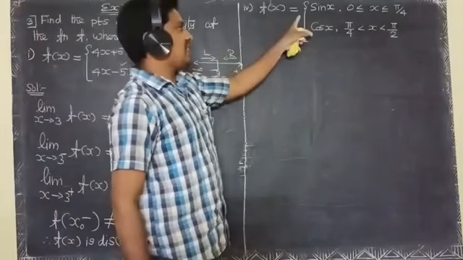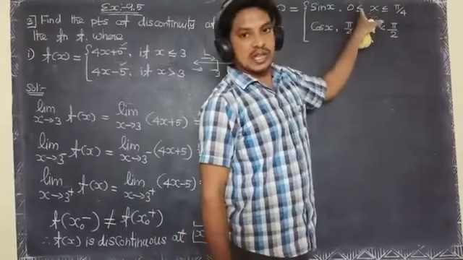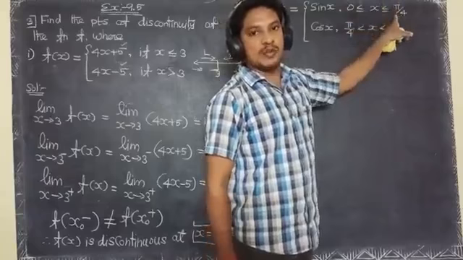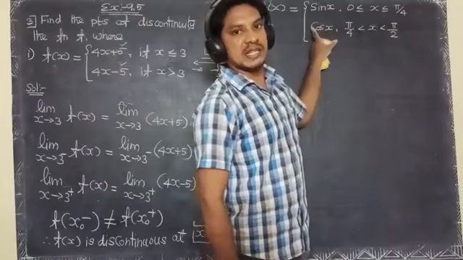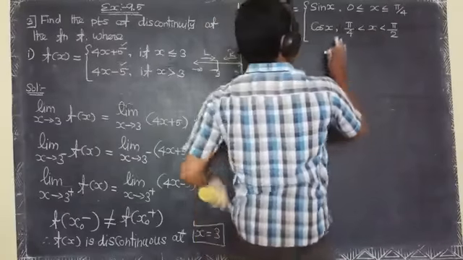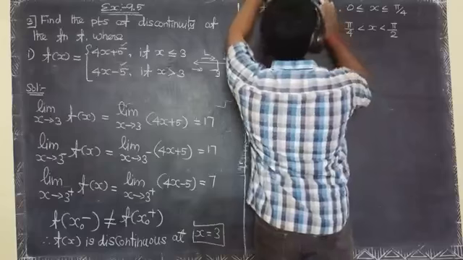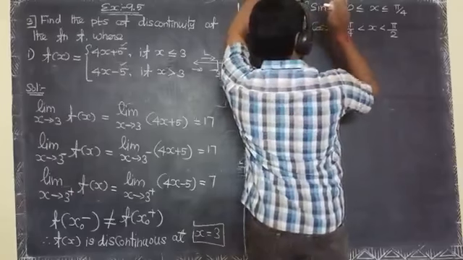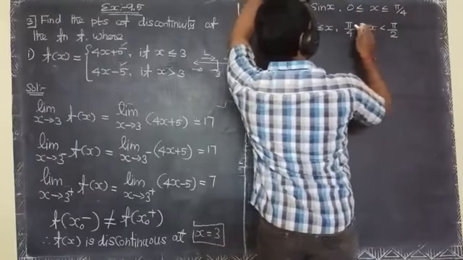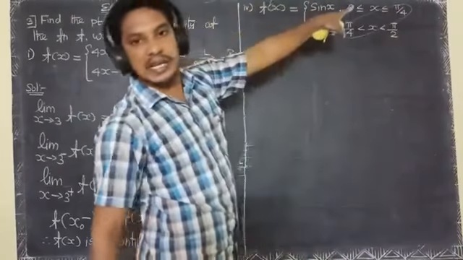Fourth subdivision, f of x equal to sin x in the interval 0 less than or equal to x less than or equal to pi by 4. In the other one, the function is cos x, pi by 4 less than x less than pi by 2. Here, to find whether the given function is continuous or discontinuous, check whether the limit exists at pi by 4.